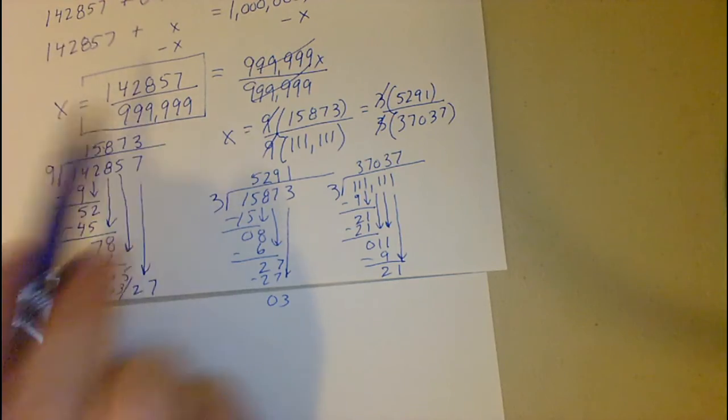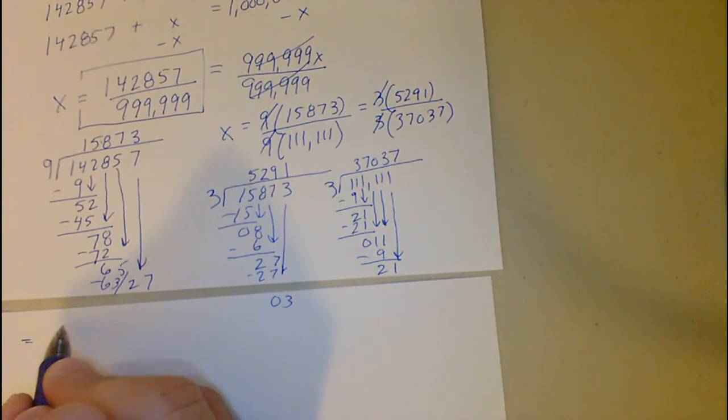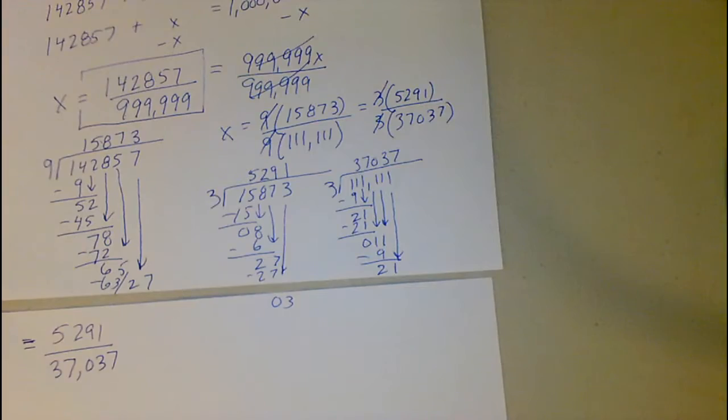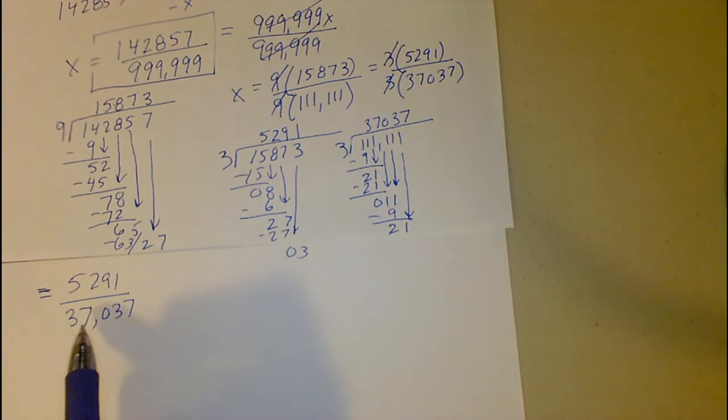This mess right here can be simplified down to 5,291 divided by 37,037. We're getting somewhere. I wonder if this is divisible by 3. Well, hey, look at this. 3 plus 7 is 10. 3 plus 7 is 10. That's 20. That is not divisible by 3. So I can't use that trick anymore.